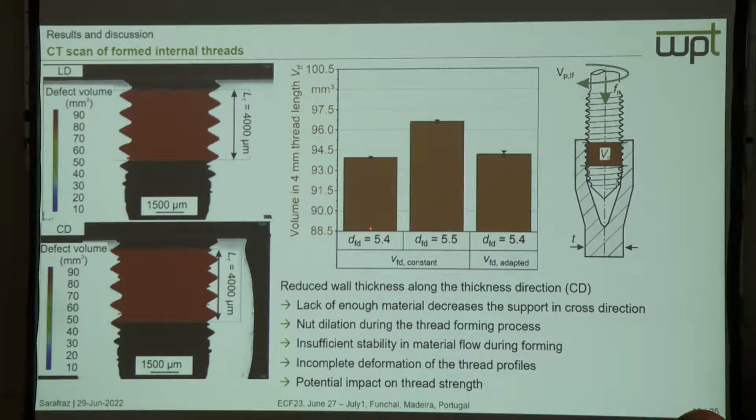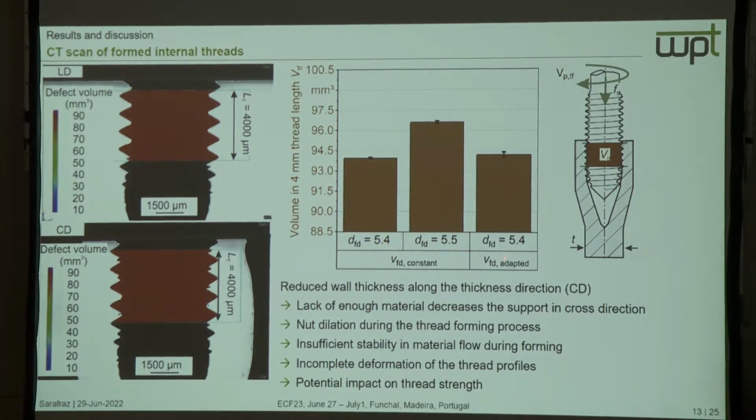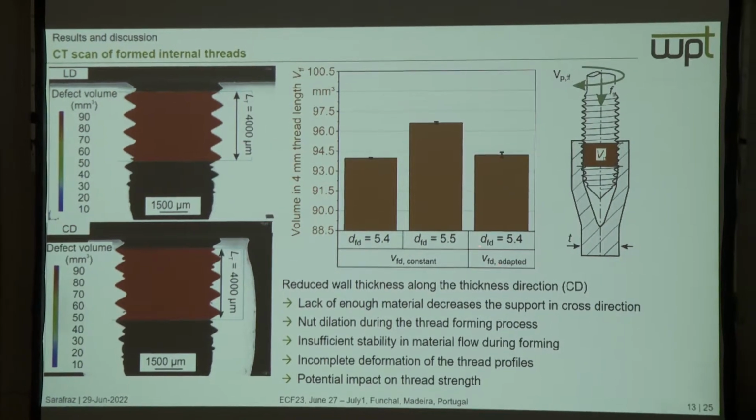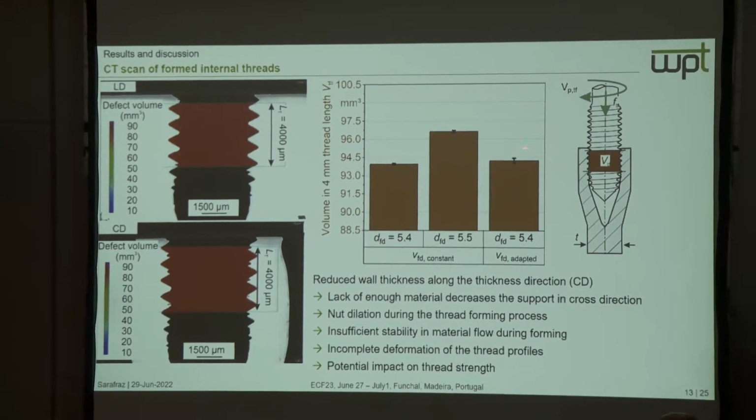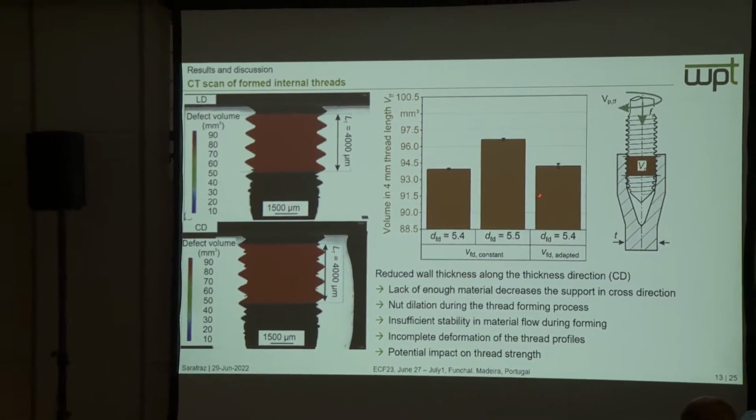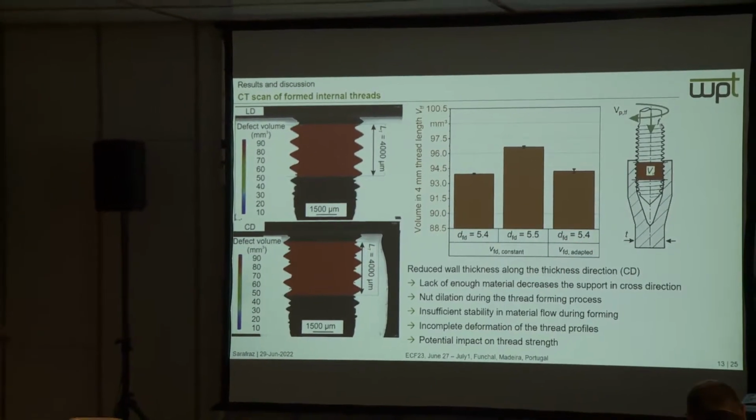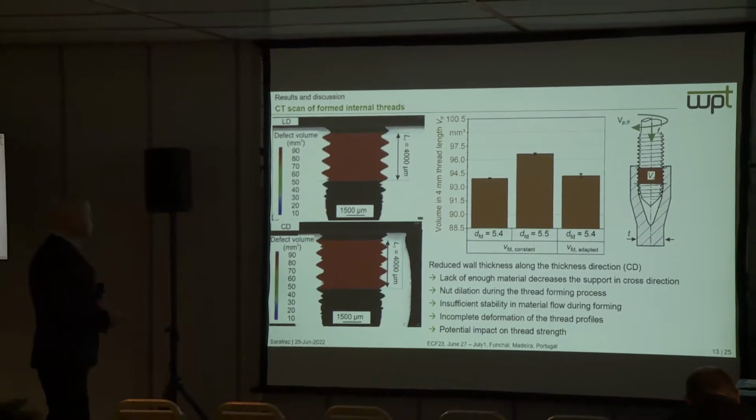Comparing the measured volume, again we can see that our thread was oversized by increasing the friction drill diameter. However, no significant change was observed, somehow in contrast to the friction drill. We can have an increase in the volume of the created thread by using adapted speed in friction drilling.